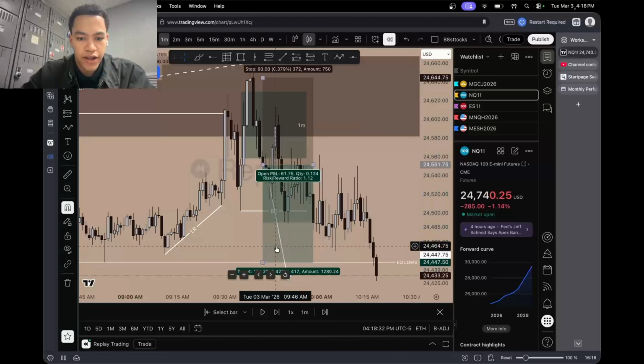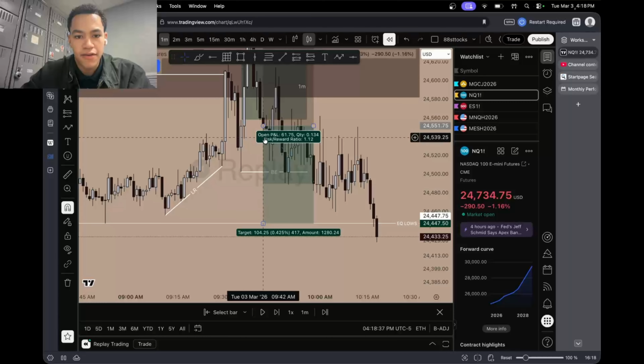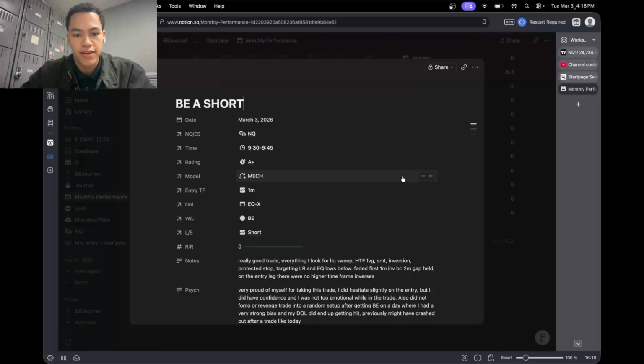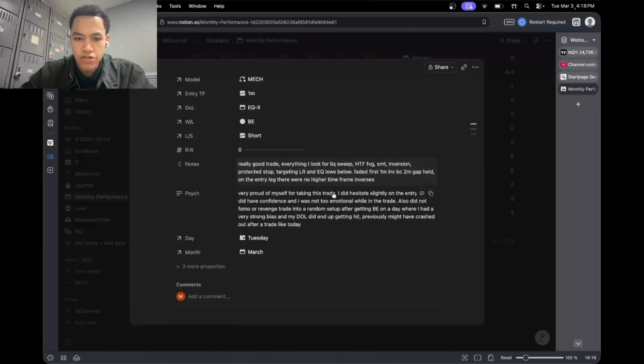But if our trade idea is correct, and if this setup is going to play out, then 9:45 is just going to distribute us right to these equal lows. And we're just going to pump. We're just going to death candle, straight to it. I entered on the 1 minute, targeting equal lows, break even. It was a short. I just wrote it's a really good trade. Had literally everything I was looking for.